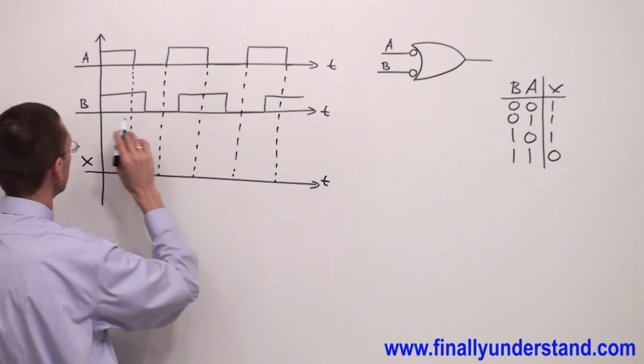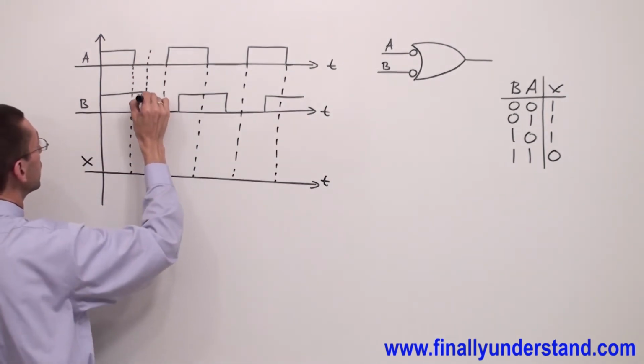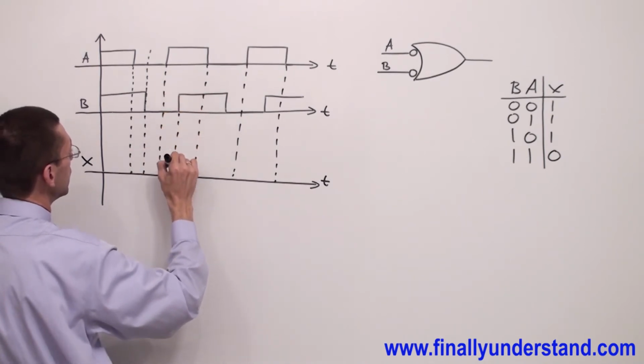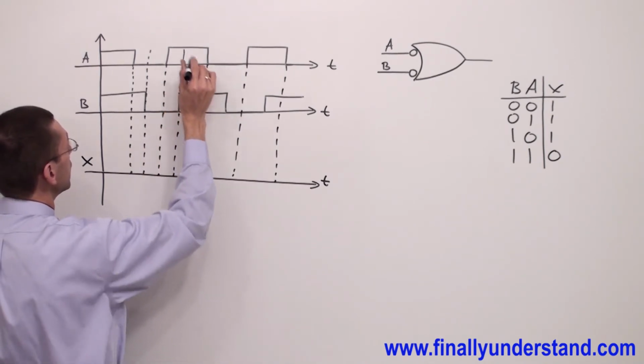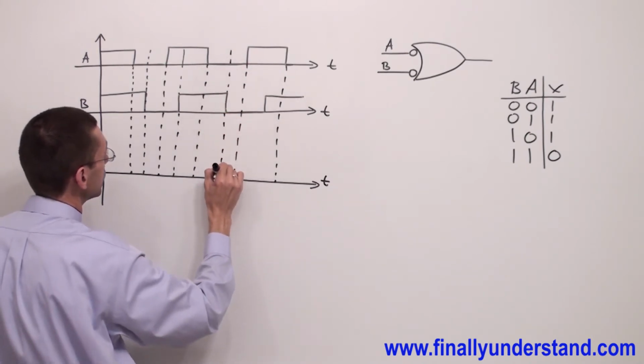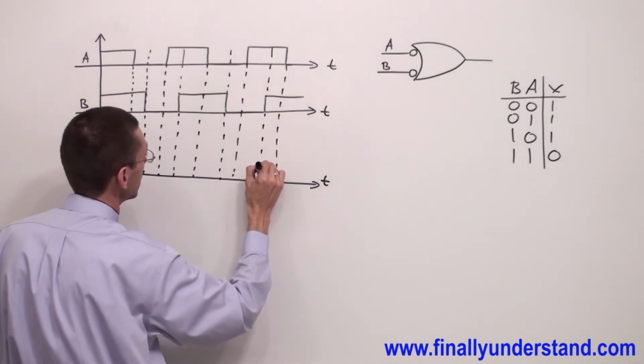Okay, let's take a look at the B waveform. We have the first transition, this is the second one, and we have the third one at this time and the fourth one at this time.